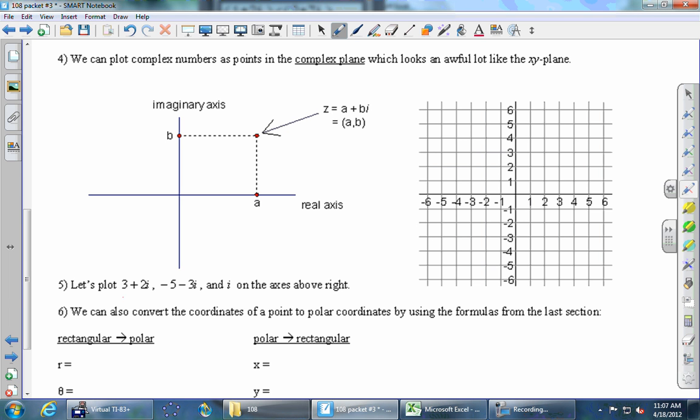And so for example, down here, it says plot 3 plus 2i. So that 3, it's kind of like the x. And that 2 is kind of like the y. So really you're plotting the point 3, 2. That right there is 3 plus 2i. We are recording. Good question. Okay, go ahead and plot these other 2 points, -5 minus 3i and i. Any questions about plotting points?